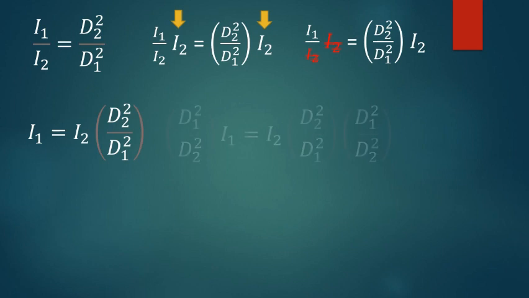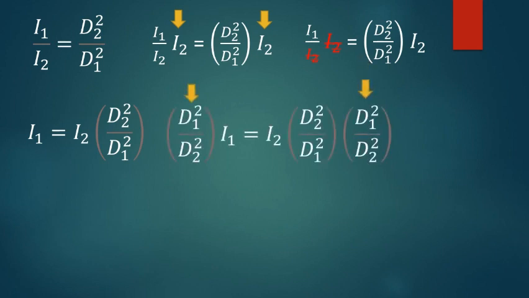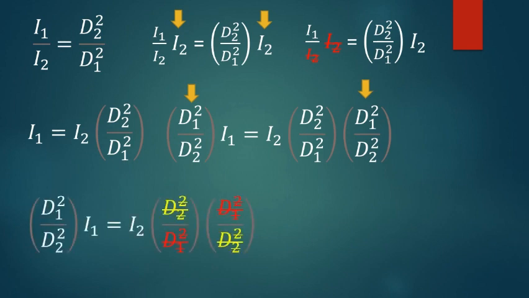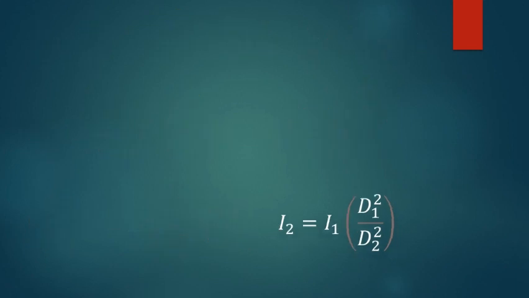Now we multiply both sides by the inverse of the distance proportion, d2 squared over d1 squared. These proportions cancel out on the right side of the equation, leaving us with I2 equal I1 times the quantity d1 squared over d2 squared.